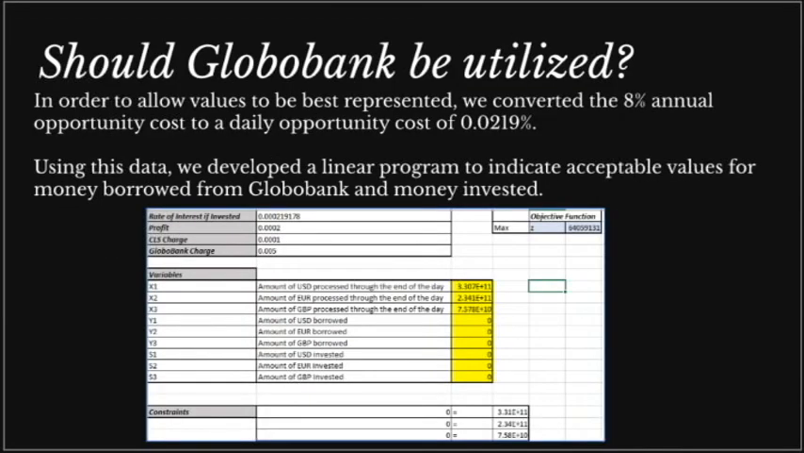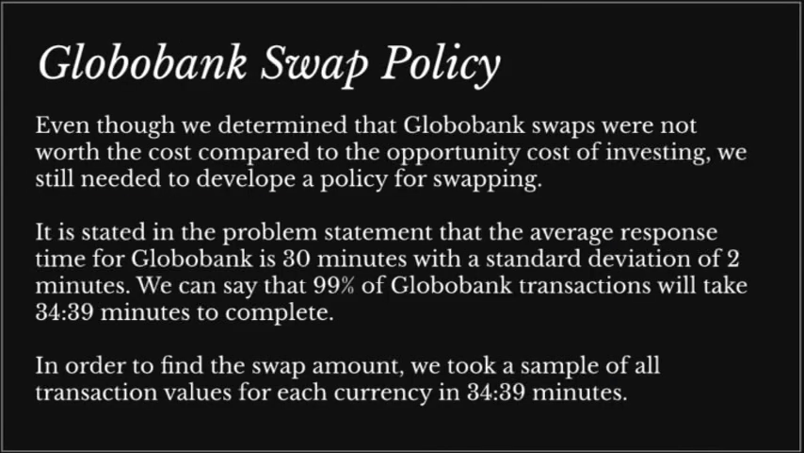Should Globobank be utilized? In order to allow values to be best represented, we converted the 8% annual opportunity cost to a daily opportunity cost of 0.0219%. Using this data, we developed a linear program, pictured below, to indicate acceptable values for money borrowed from Globobank and money invested. Even though we determined that Globobank swaps were not worth the cost compared to the opportunity cost of investing, we still needed to develop a policy for swapping.